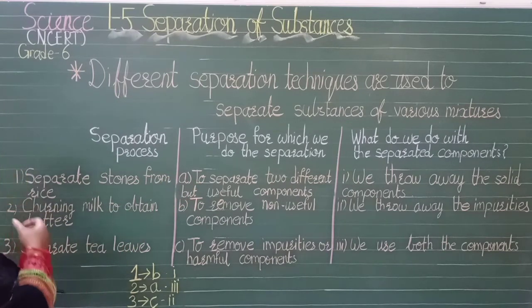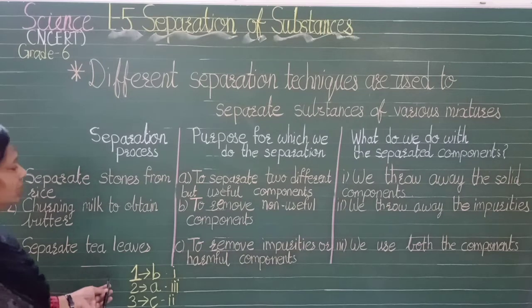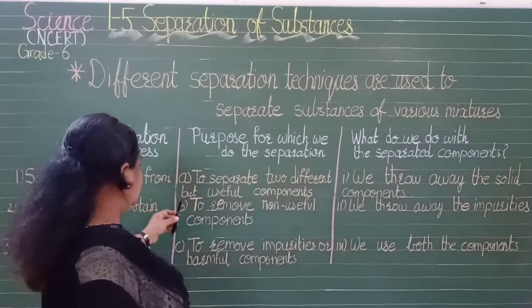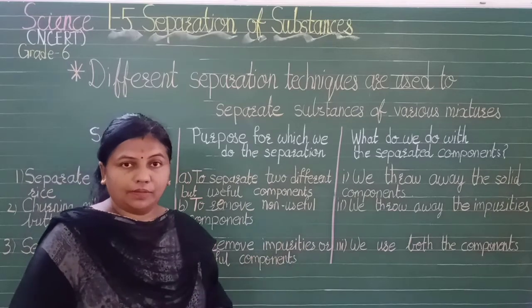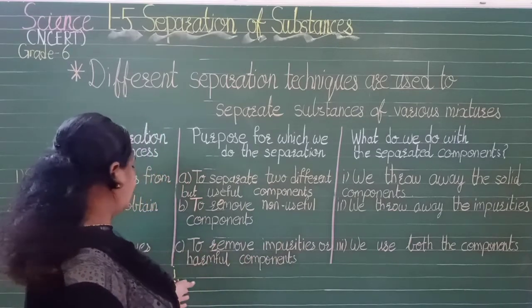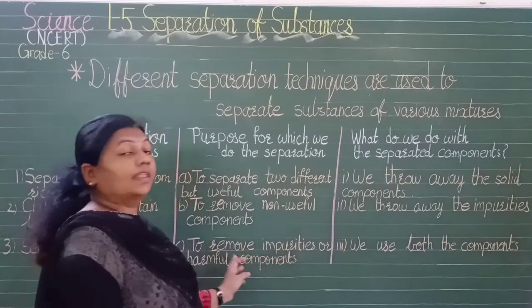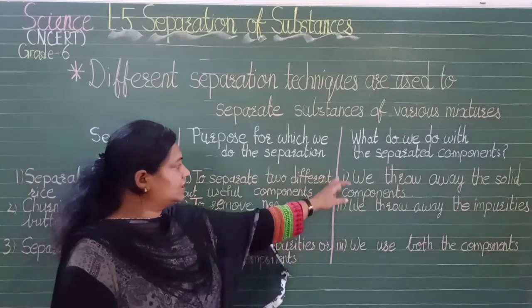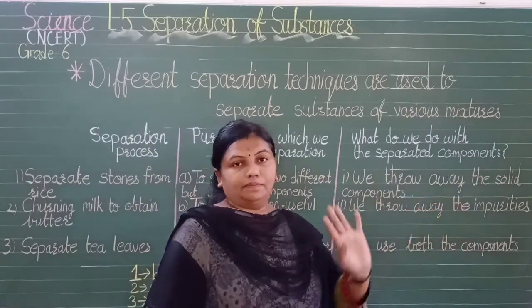And our third example, which I have already explained to you, is to separate tea leaves. While drinking, they will create a problem. So it is required to separate tea leaves, and the correct answer for that from the second column is to remove impurities or harmful components. Yes, why is it required to separate tea leaves? Because to remove impurities or harmful components. And what will be the correct answer from the third column? The correct answer will be we throw away the impurities.